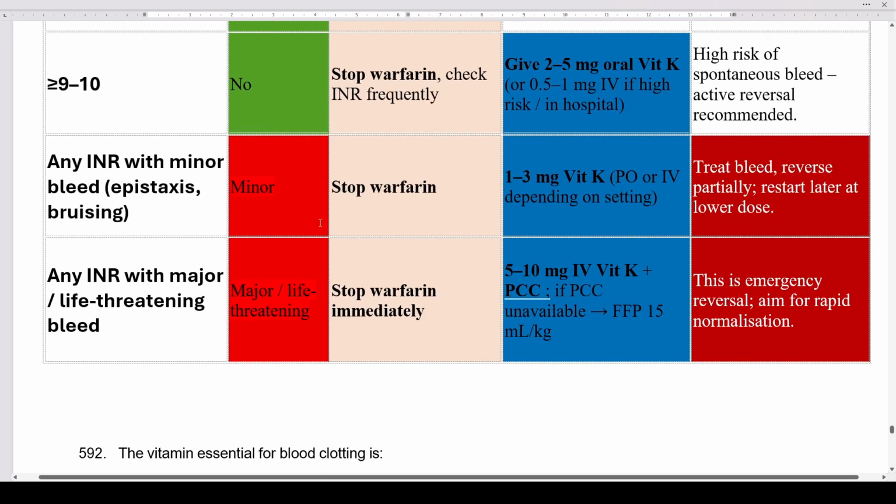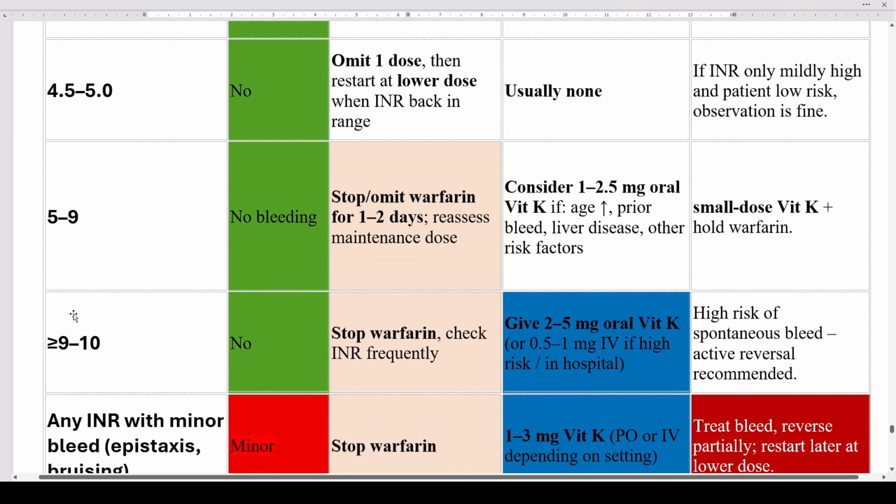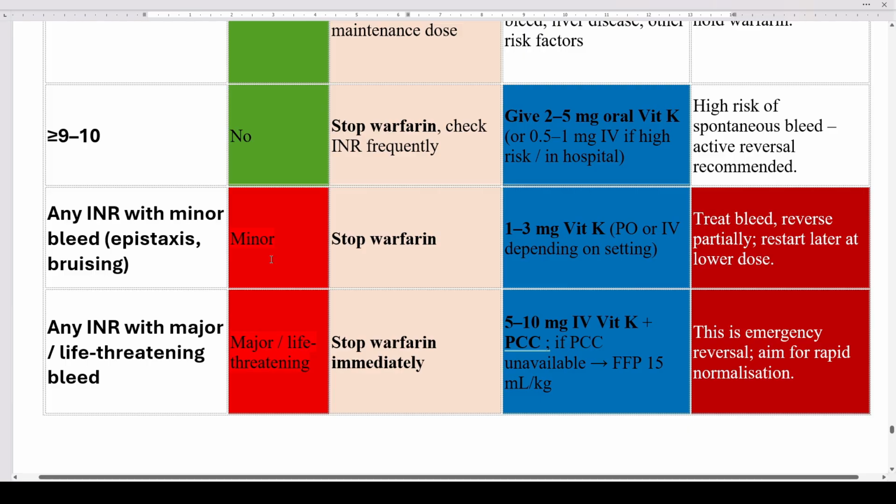Next, if there is any INR, 4, 5, 6, 7, 9, 10, but the patient has a minor bleed, epistaxis or bruising, just stop warfarin and give 1 to 3 milligrams of vitamin K orally or IV depending on the setting. You have to treat the bleed and give the reversal.